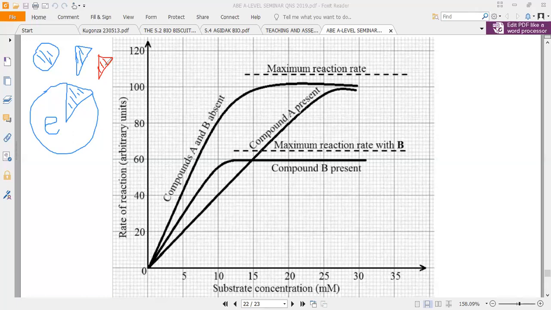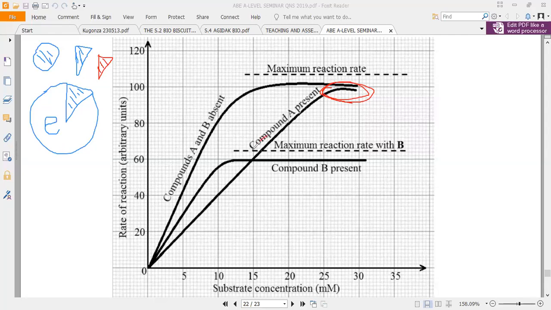And when the inhibitor is outcompeted, you're going to form more and more product. So it means that at very high concentrations of the substrate, you're going to have a higher rate of reaction. You see in our graph that at very high concentrations, the rate of reaction is also very high, almost equaling the rate of reaction in the absence of these inhibitors.